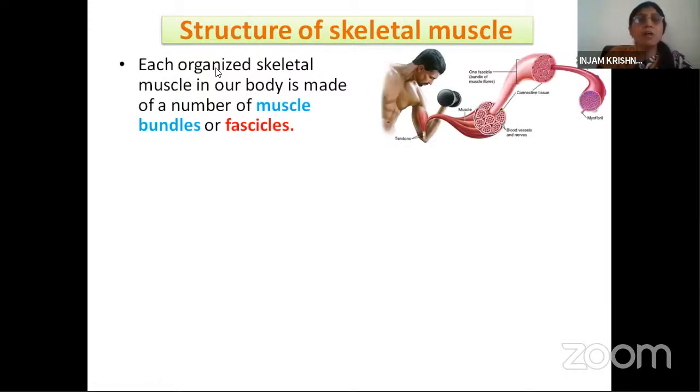See here, each organized skeletal muscle in our body is made up of a number of muscle bundles or fascicles. This is the biceps. I have taken out one piece from here. See here, this white portion is the tendon. Bone is there, the elbow bone. So this tendon is the connecting link between the muscle and the elbow bone. Some part we have zoomed here. This is one portion of muscle. Here, a number of bundles. These are called muscle bundles. This one muscle bundle, this one muscle bundle.